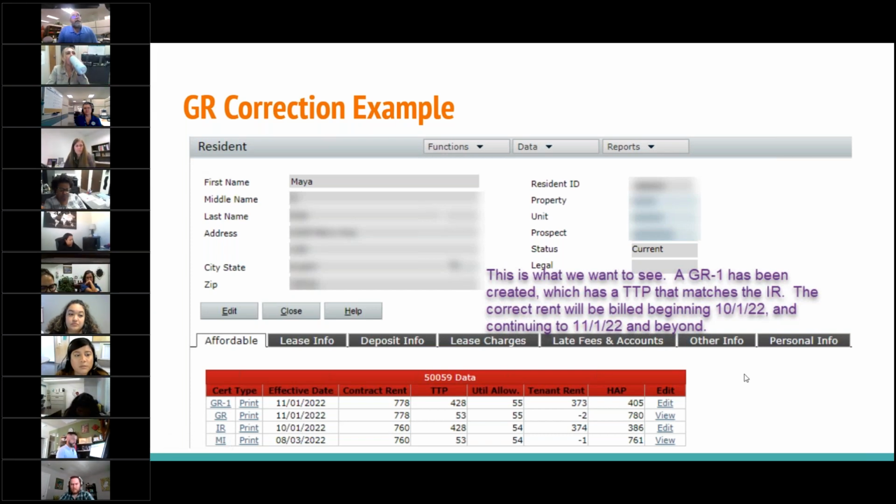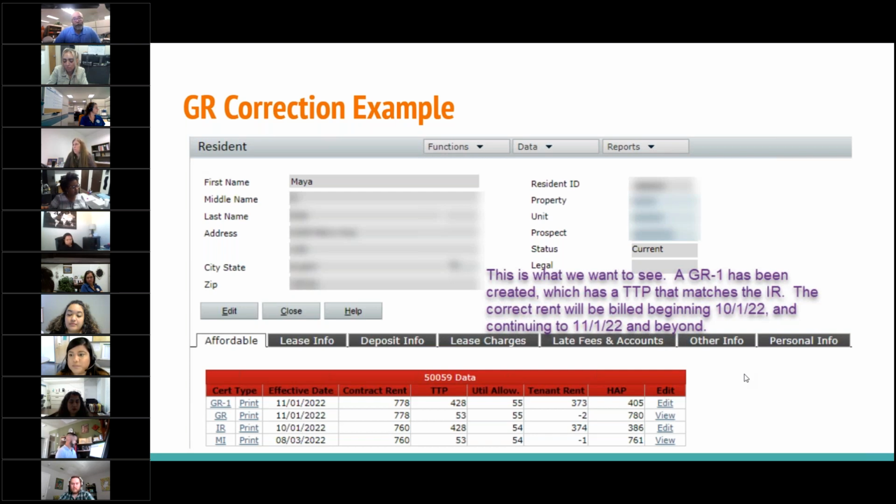Jasmine had a question. Do I need a gross GR1 for all my 11-1-22 ARs? You do not, Jasmine. Because you have a full certification, full cert, remember, is an AR, IC, IR, or move-in. If any of those 4 certs are effective 11-1, then that's going to include the new UA and include the new contract rent. You don't need a gross rent because you have the AR that replaces it.